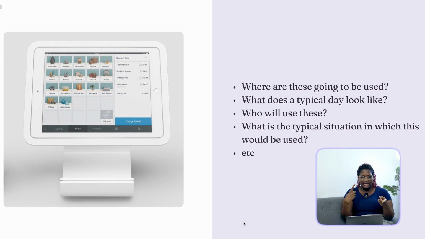Who will use these? You never know who gets to use a point of sale. It will be somebody who has probably not gone so far to school, or somebody who is very learned, right? You have to find a balance between these two people and design something that any of them can use without so much learning effort, right? What is the typical situation in which this will be used? You need to figure that out, because that will definitely inform the look and feel of it. That essentially contributes to coming up with a good solution at the end of the day.